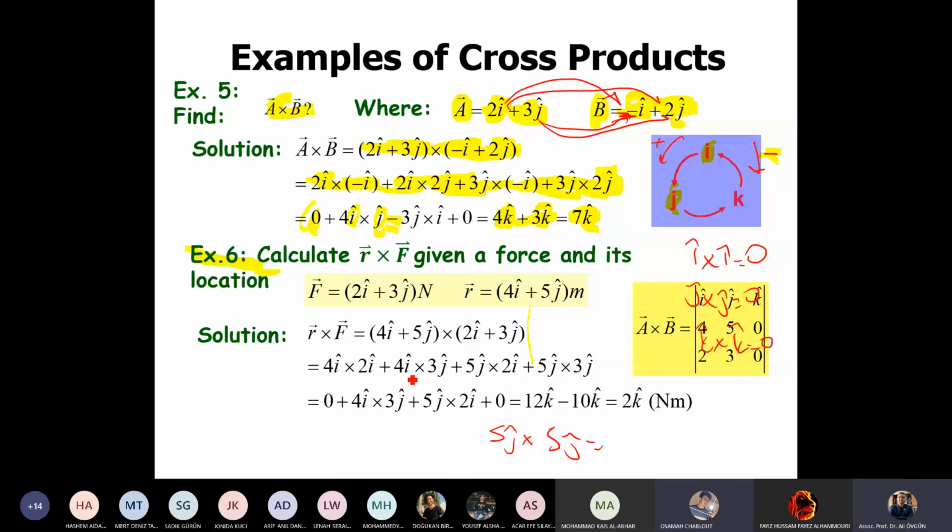So what if it's not 5, it's 3j multiply 5j? What's the result? It doesn't matter. The important thing is the unit vector. If j hat cross j hat, it's 0. It doesn't matter the number in front of them, it is always 0. Yes.